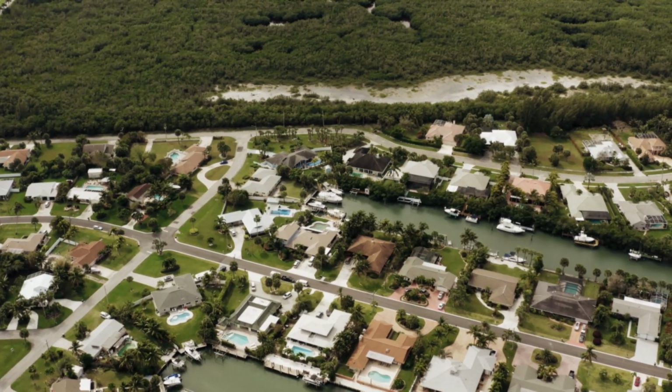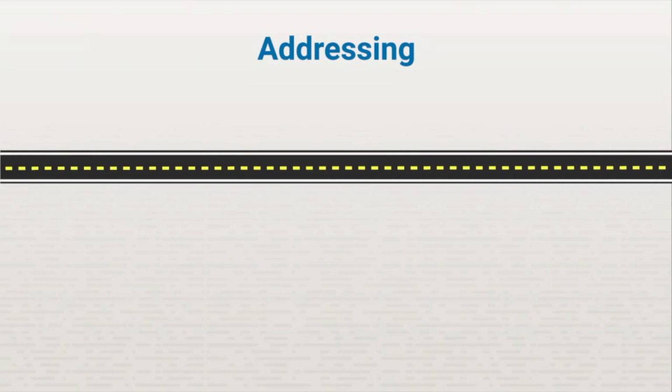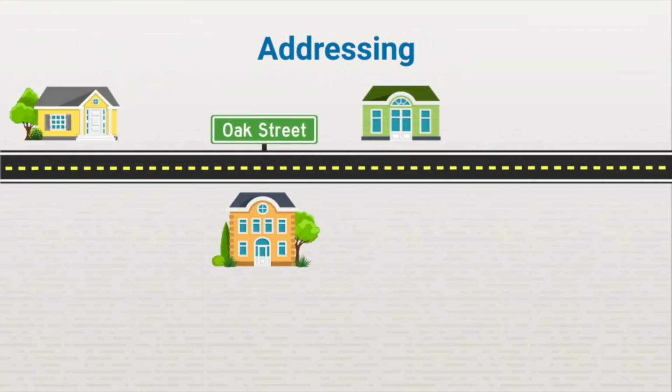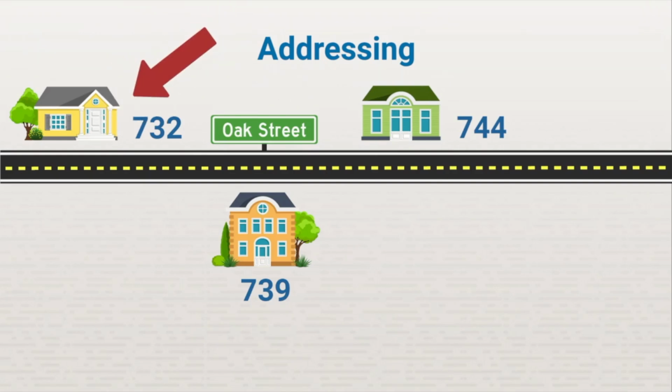If you think about it, a network is really like a neighborhood. Suppose we have a street running through it called Oak Street, and it has 3 different houses. Each house has a unique address to distinguish it from the others on that same street. That way, postal workers know where they can deliver mail. For example, the address of this house is 732 Oak Street.